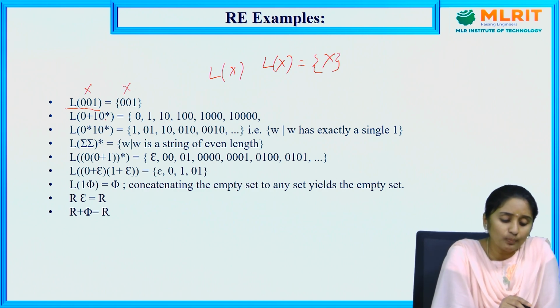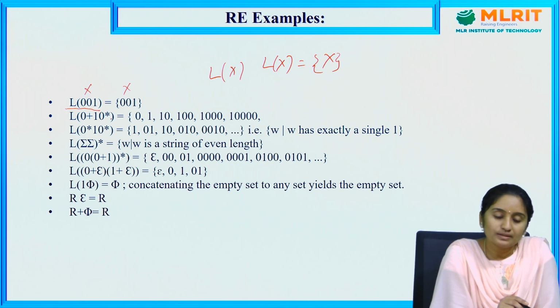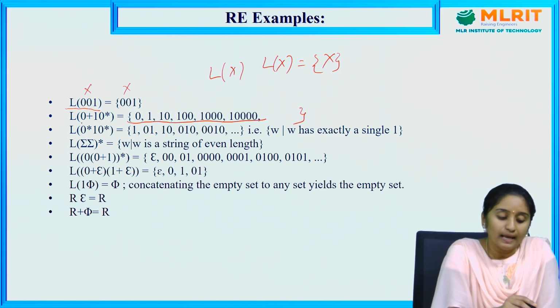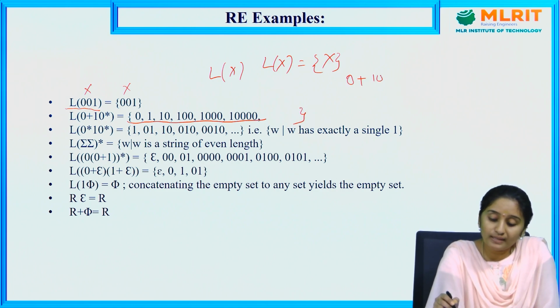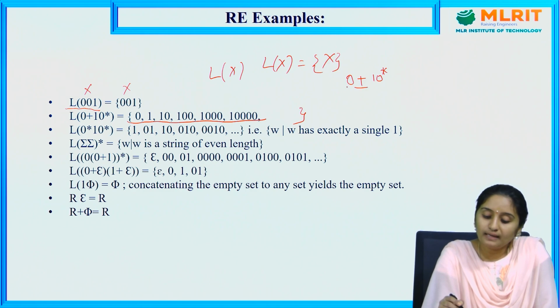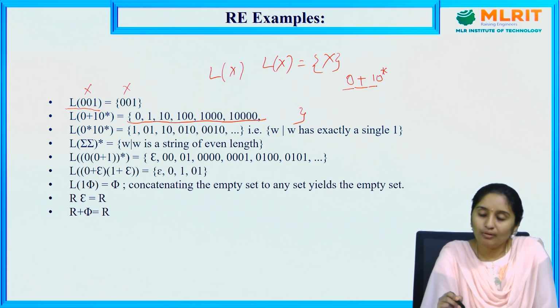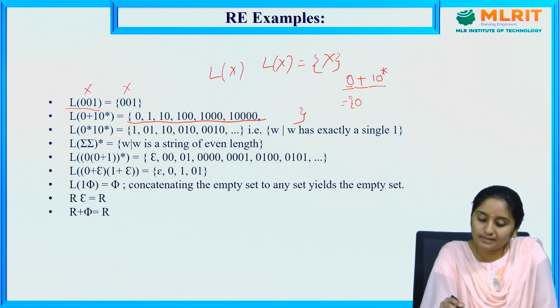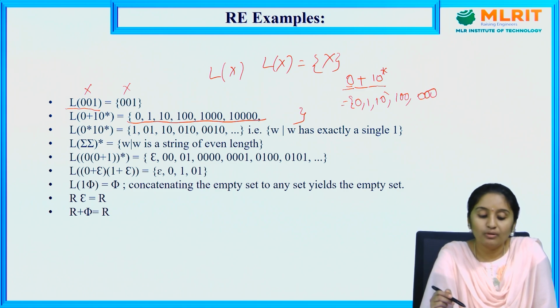Next, L of 0 plus 10 star, how can we write it in the form of a set? Plus means either I can take 0 or 1, and 1 should be followed by 0 star. So one time I am taking 0, next I am taking 1, and next I am taking 10. I can also take 100 or 000.